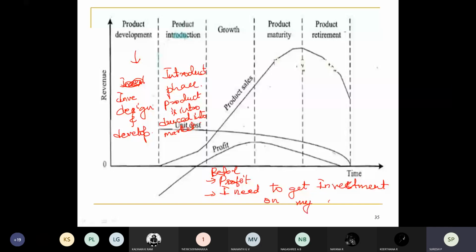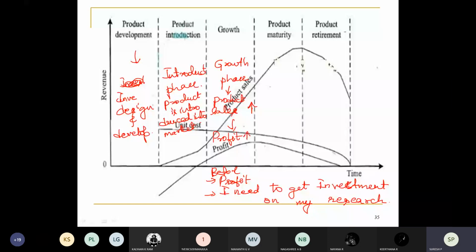In the growth phase, what will happen? I am the only person who has produced that product, so the product sales will be high. Once the product sales are high, obviously the profit will also go high.